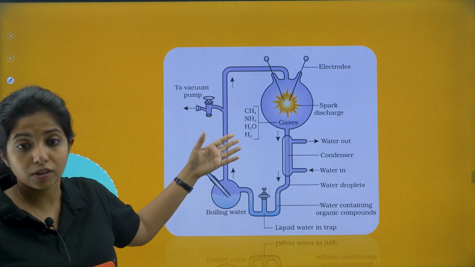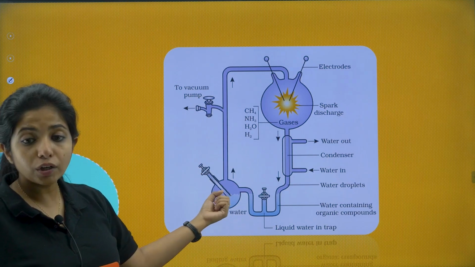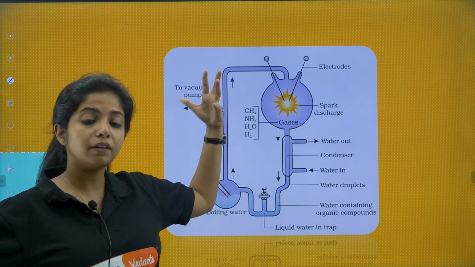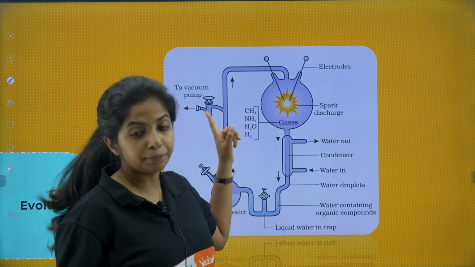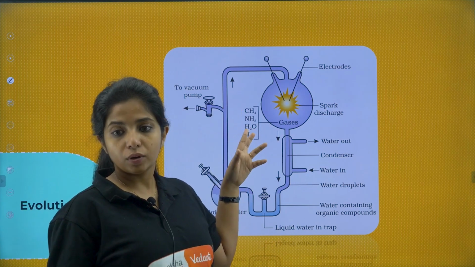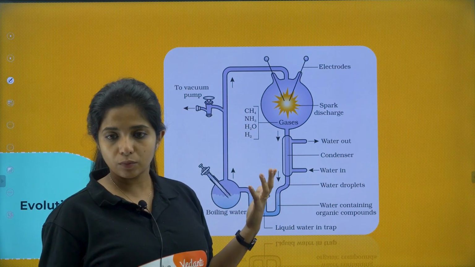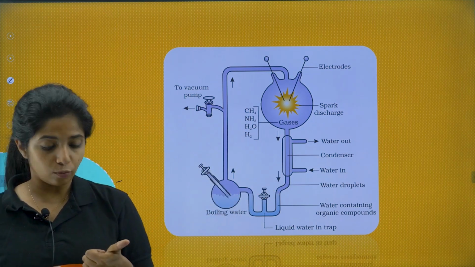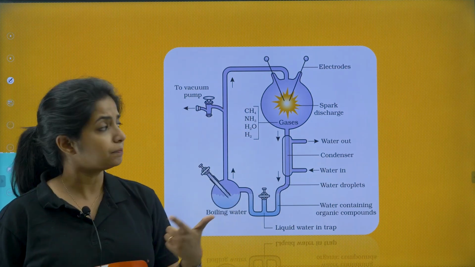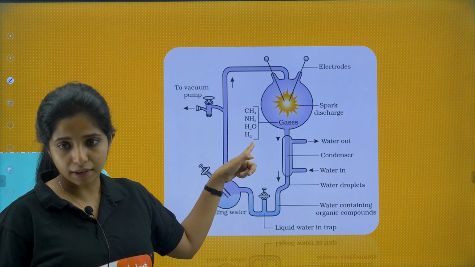There is a vacuum pump. As you can see, there is no oxygen. There is boiling water for water vapor. In the primitive earth also there was water vapor. There were so many other gases like methane, ammonia, and H2. Over here you have four, and you have to remember the four of them: methane, ammonia, H2O, and also H2.